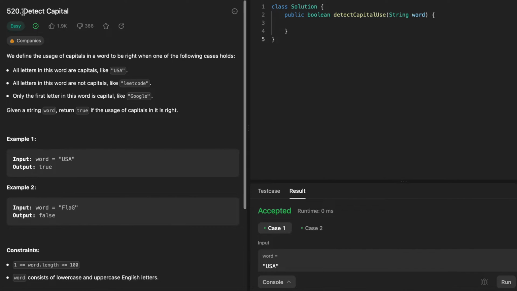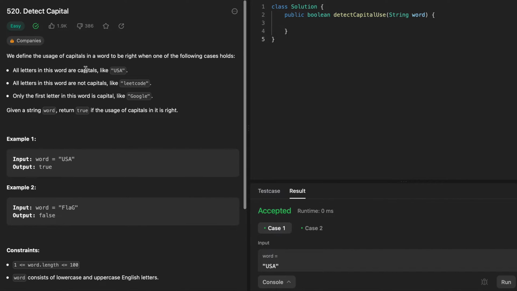Today we will be solving this 520 Detect Capital problem. We have been given a word and we need to find if that word follows the correct usage of capitals as we do in English.